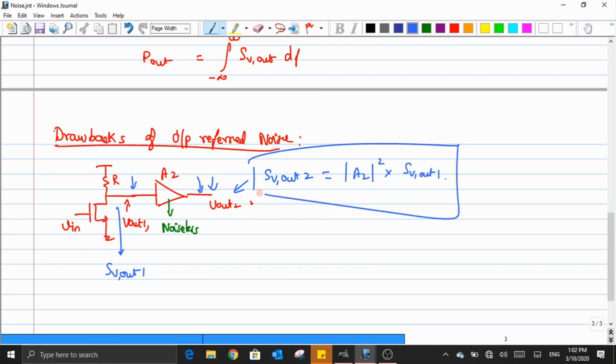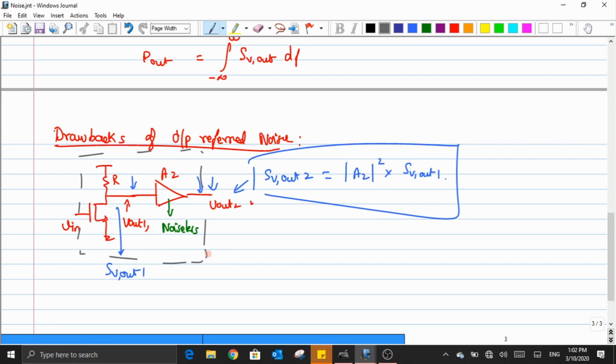You could see that the noise is coming only from the first stage, but when I look across the output port, I can see that this noise is being magnified by the gain of the second stage. And it seems that as a whole, when I consider the entire circuit, the noise is so large. It seems to be so large just because of this squaring term, even though A2 is noiseless, and the actual noise is just V out 1. But when I look from the output port, it seems to be something like V out 2. Are you getting it?